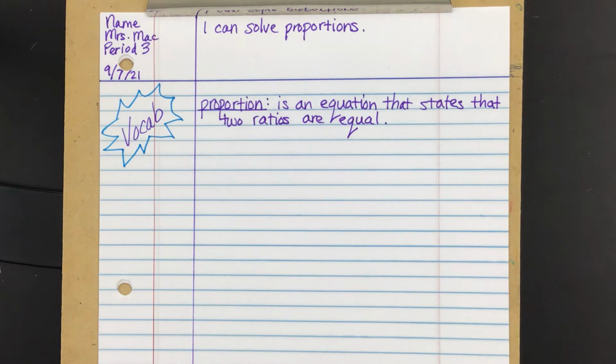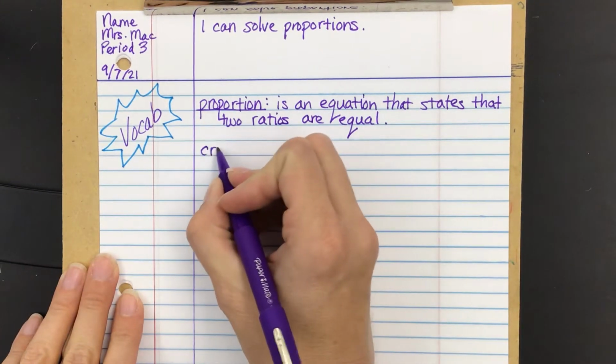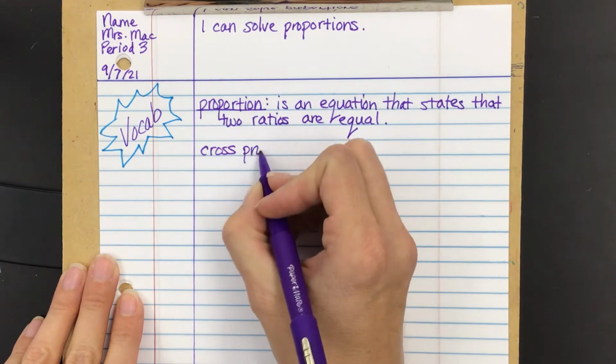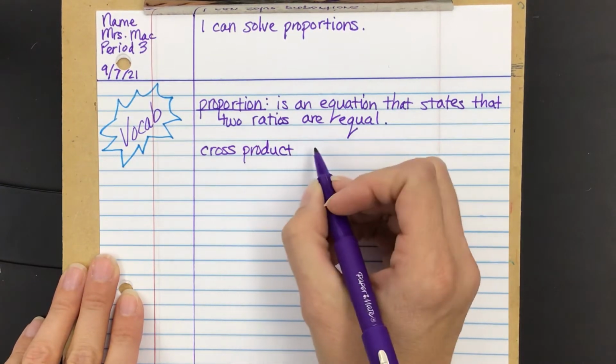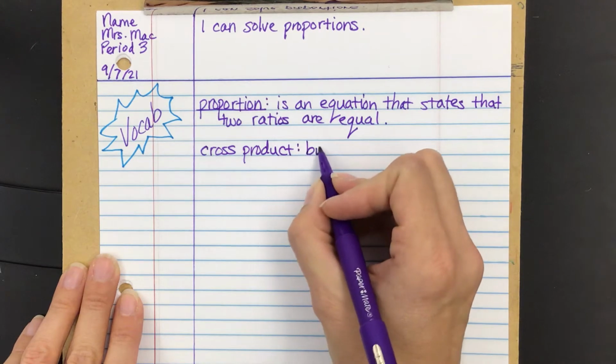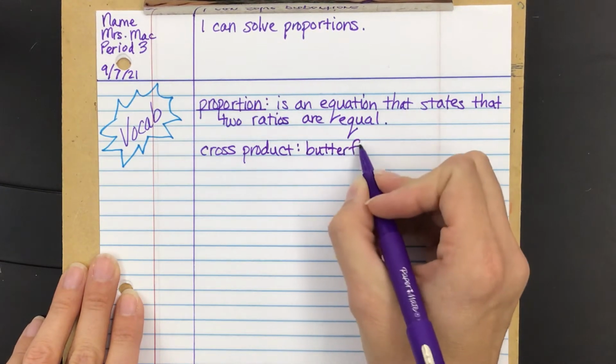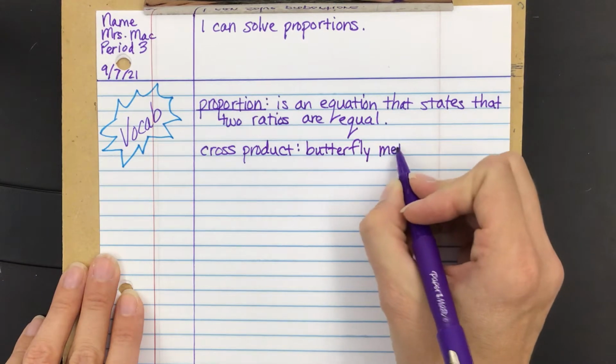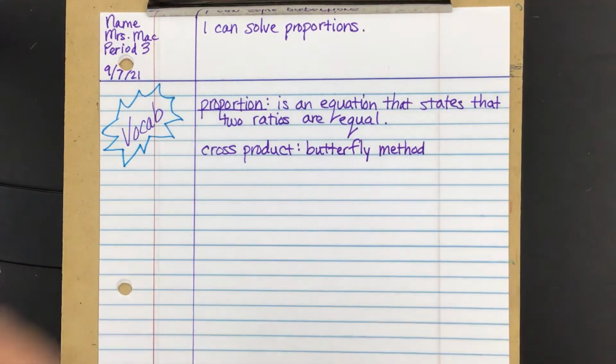I talked to the last class, and they actually have already learned how to do these. You just might not know that they're actually called this. And the method that we use for solving these is the cross product, otherwise known as the butterfly method. Okay? So we're going to use the cross product or the butterfly method, okay?